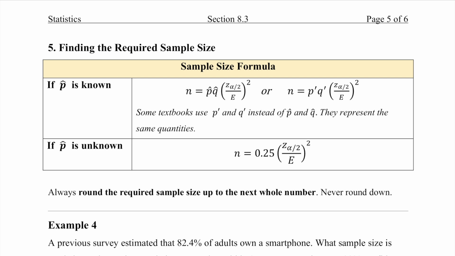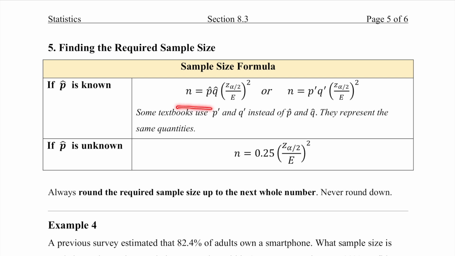In this video, we'll learn how to determine the required sample size for estimating a population proportion. When we're trying to determine the sample size, there are two possible formulas. The one we use depends on whether a previous estimate of the population proportion is available. If the previous study or survey gives us an estimate of the population proportion, then we use this formula. N equals P hat times Q hat times Z sub alpha over 2 over E squared.